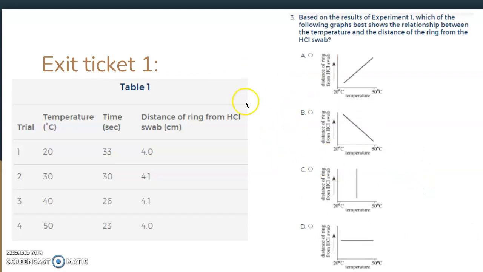This is one exit ticket I want you guys to try by yourself. This is a table that gives us an example here. It's just some information, and it wants us to take this table and put it into one of these charts. So we can see this says distance of ring from hydrogen chloride swab. And as our temperature here goes up, what happens to our distance from our swab? Well, it stays about the same. So would that look like our A, B, C, or D?